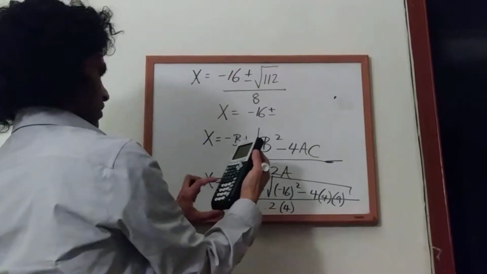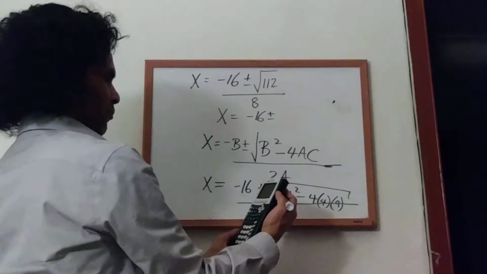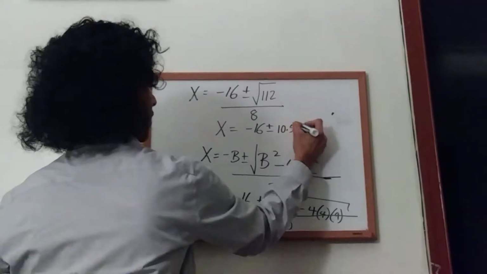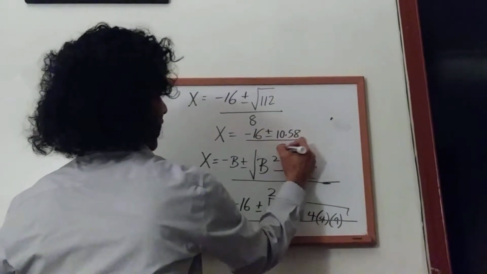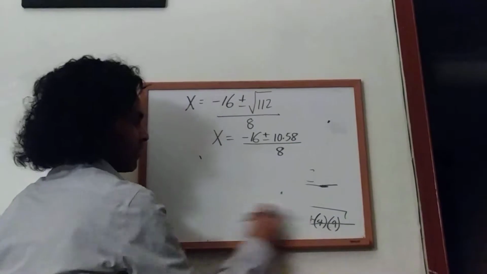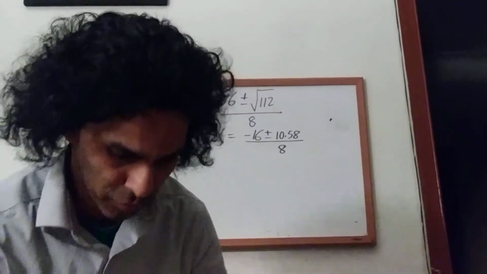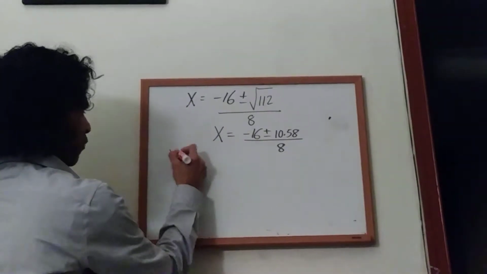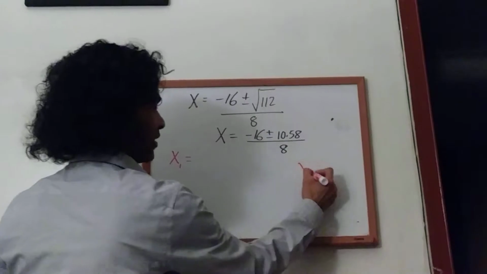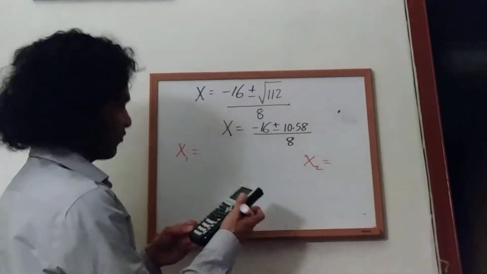So now I will get x is equal to negative 16 plus or minus the square root of 112, which will be 10.58. So this number will be 10.58, and don't forget we have to divide by the 8, okay? So now I'm using the quadratic formula to find the two solutions. So one of the solutions will be x1, you'll use the positive value, and the other solution will be x2 when you're using the negative value. So let's use the positive value first.